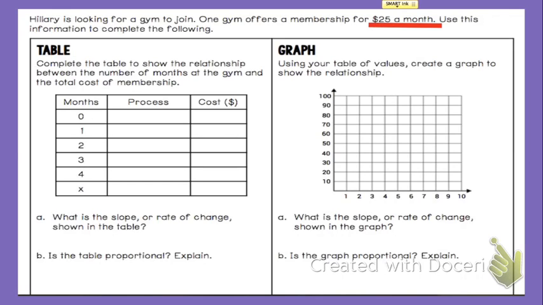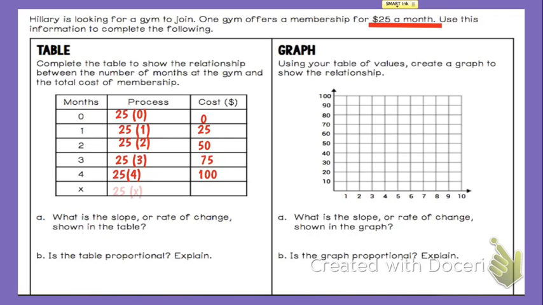So if we are not going to a gym and the membership is $25, our cost is $0 because 25 times 0 is 0. If we do join the gym and we go for 1 month, we're going to multiply 1 times 25 and our cost is going to be $25. If we go to the gym for 2 months, we would say 2 times 25 and that would give us 50. If we're on our 3rd month, we would say 3 times 25 and that gives us $75. If we go to the gym for 4 months, we're obviously going to be paying 25 times 4, which is 100.